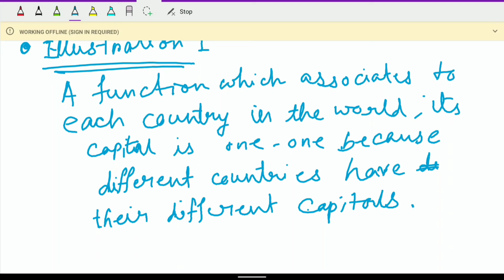Basically it's very easy. One country has one capital, not more than one capital, and obviously one country has its own capital. Now, illustration number 2.